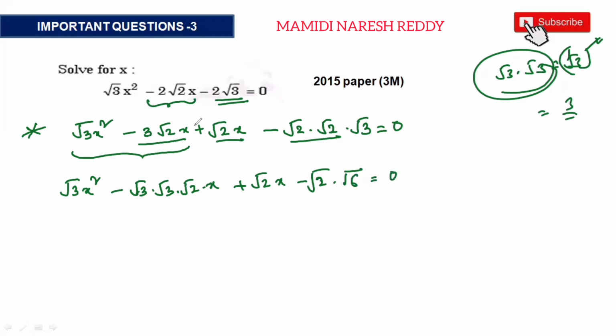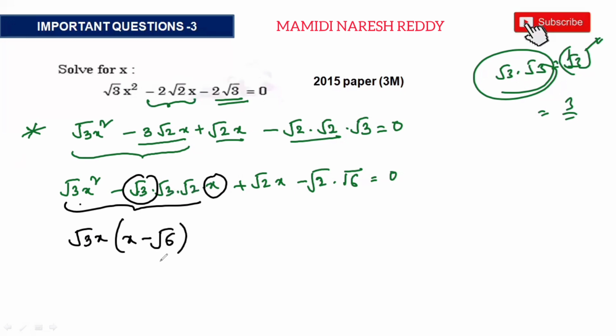Got it? Now let us see, my dear friends. If you observe these two steps, root 3 is common, my dear friends. So I am taking root 3 x as the common. Now there will be x, and again root 3 into x means these two terms I have taken common. So root 3 into root 2 is left over. If you multiply these two, root 3 into root 2 is equal to root 6. Got it?